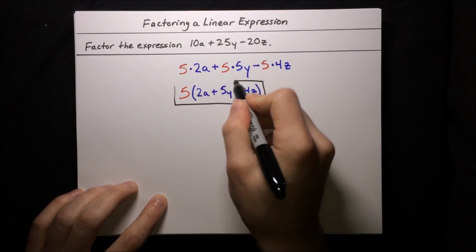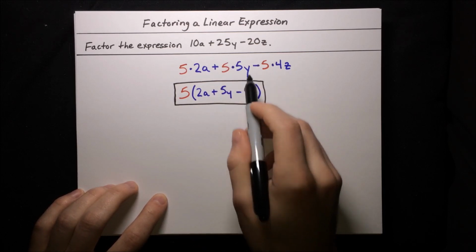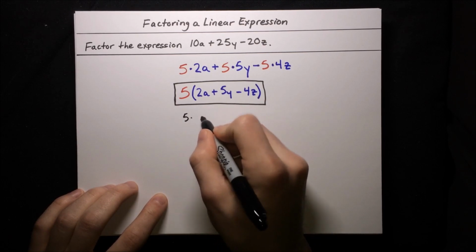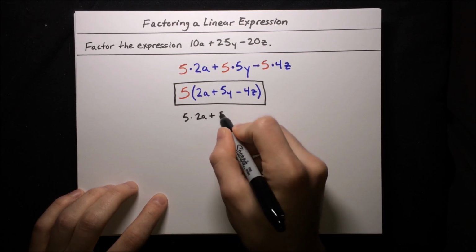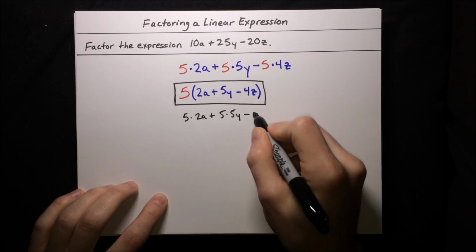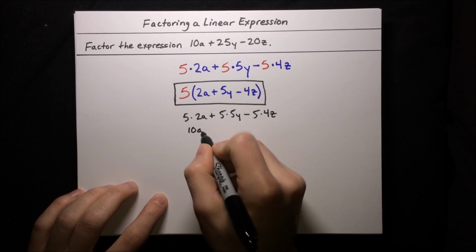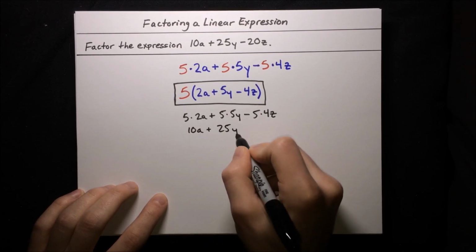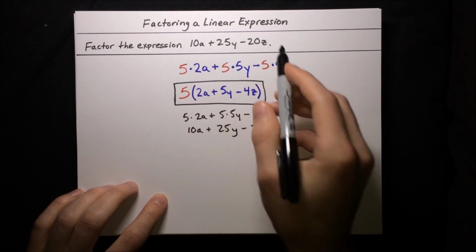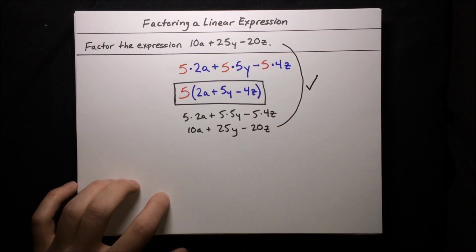And again, we can double check it just by expanding it out and seeing if that matches up with the original expression. So if we expand it out, we distribute 5 times 2a, and then plus 5 times 5y, and then minus 5 times 4z, and we multiply that, we get 10a plus 25y minus 20z, and hey, that matches up perfectly with what we had originally, so we can be sure that our factored form is correct.